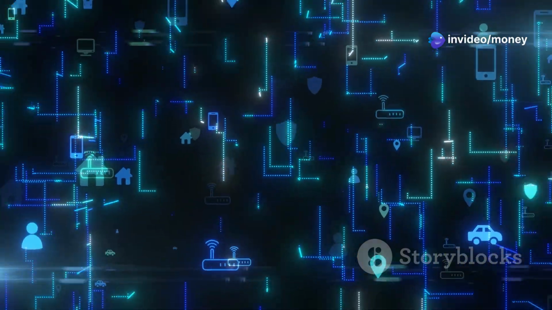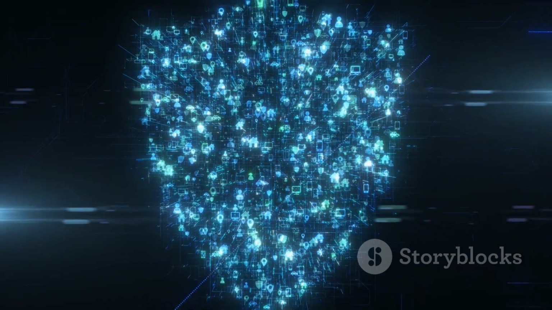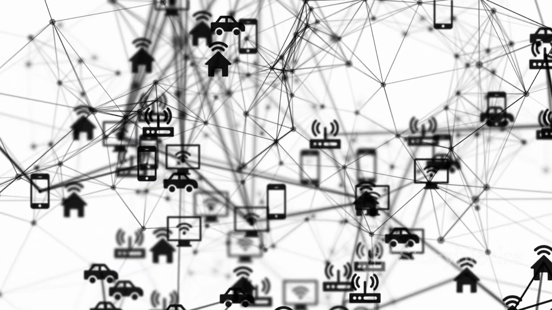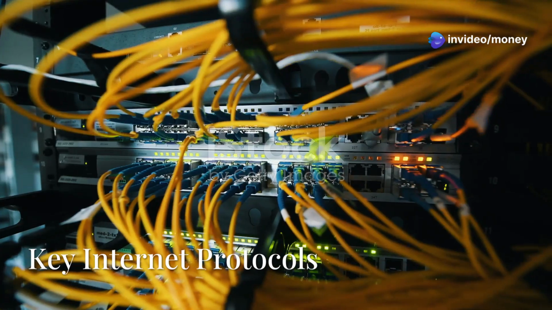This layer provides the interface for applications to access network services. So, while you might not consciously think about the OSI model daily, it's the underlying framework that ensures all the pieces of the internet puzzle fit together and function smoothly, from the physical cable all the way up to the app on your screen.